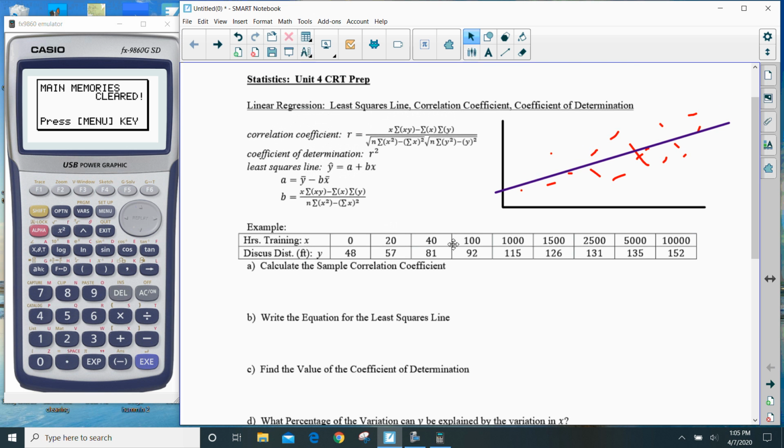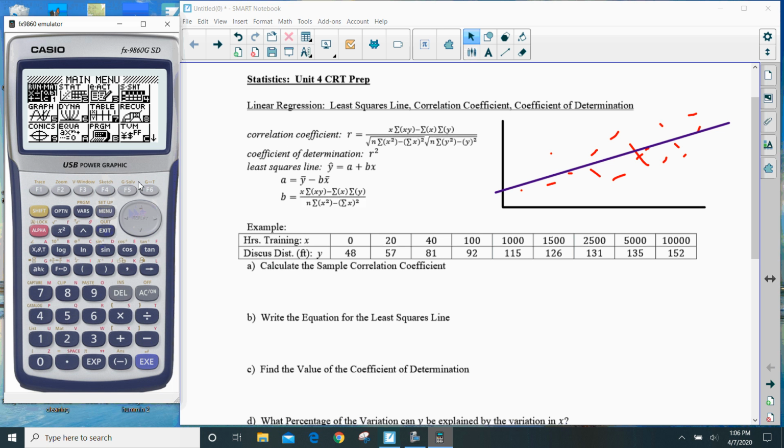First things first, the sample correlation coefficient. That is, how good is this line? And that is the value of R. I'm going to use my calculator to figure this out, and I'm going to set this up in my stats screen. My X's are going to be in list 1, and Y's are going to be in list 2. So away we go.